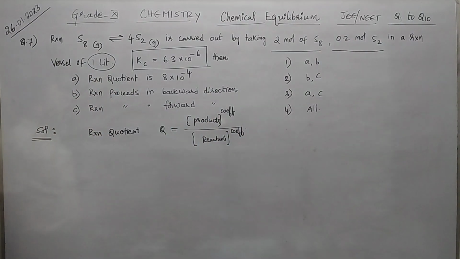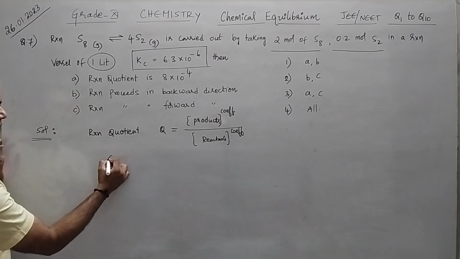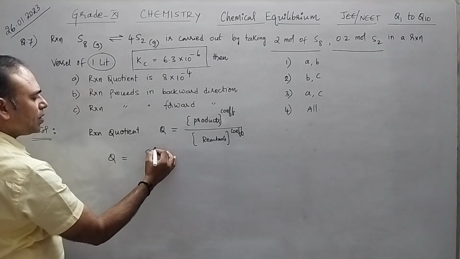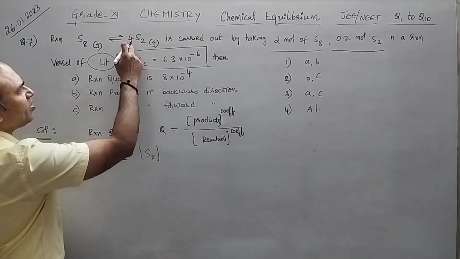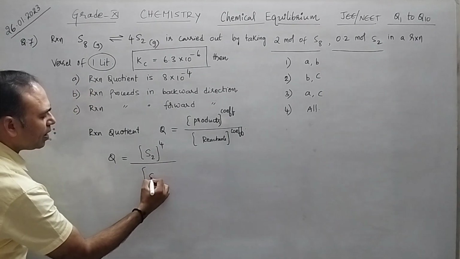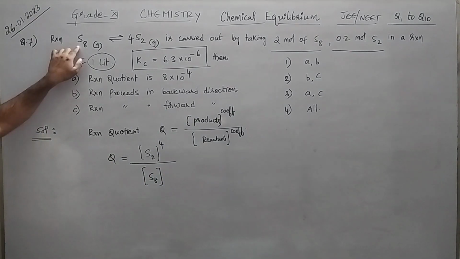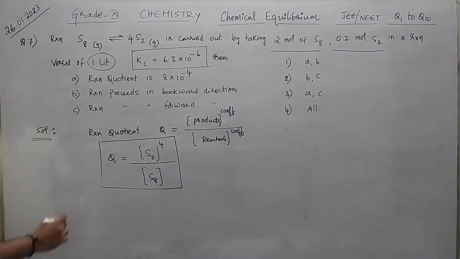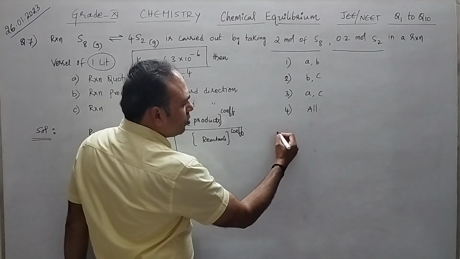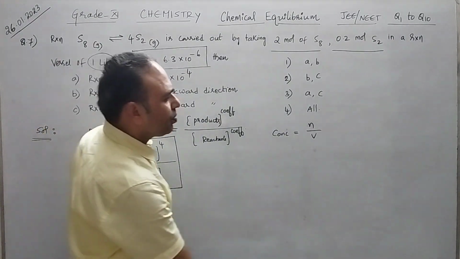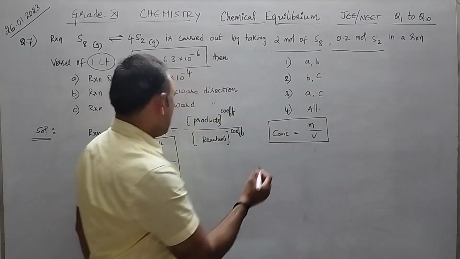This we already know. So if you substitute for this reaction, we write the reaction quotient Q is equal to, S2 is the product. If you write the concentration, the coefficient is 4, hence write it as S2 concentration to the power of 4 divided by S8. Here the coefficient is 1, so we will keep it as such. So we got the expression for the reaction quotient. Now, how do you find out the concentration? You know that concentration is nothing but number of moles by volume. For this, first and foremost thing is 2.